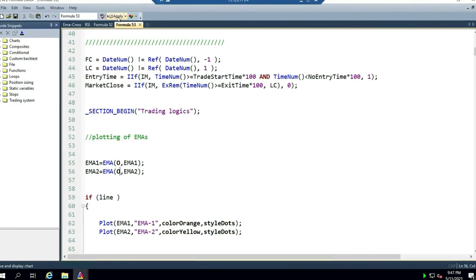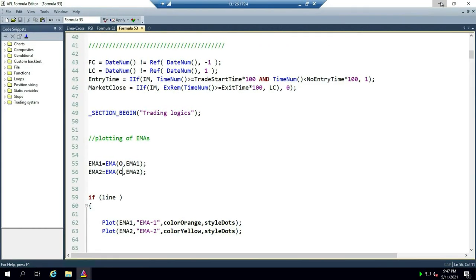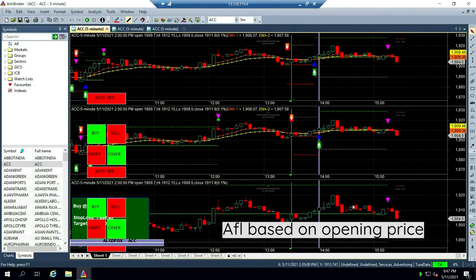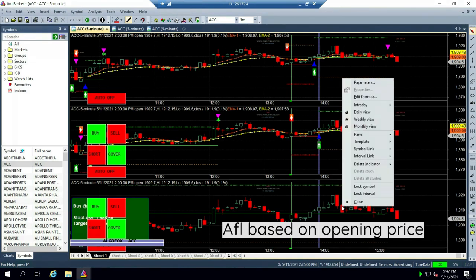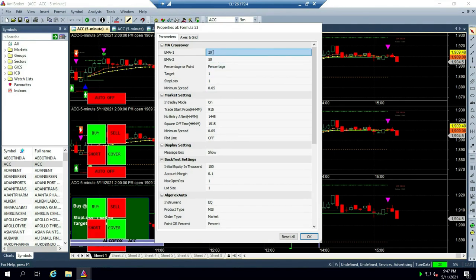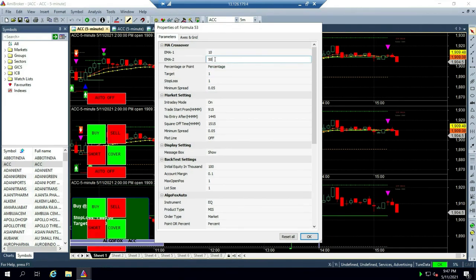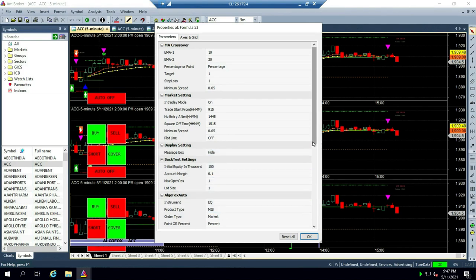That's it. And now when I click on apply and close it, you will see this third AFL is based upon moving average based upon the opening price. So right click, go to parameters, again change the parameter to say 10 and 20 and switch off all the message box and other automation tool.